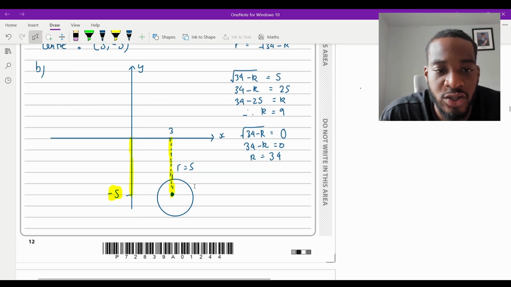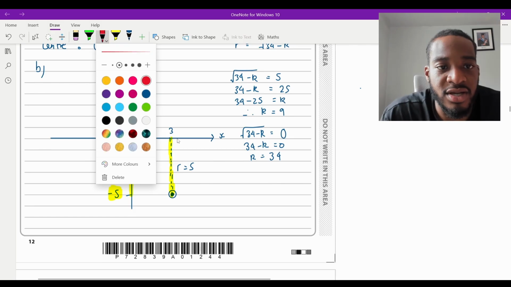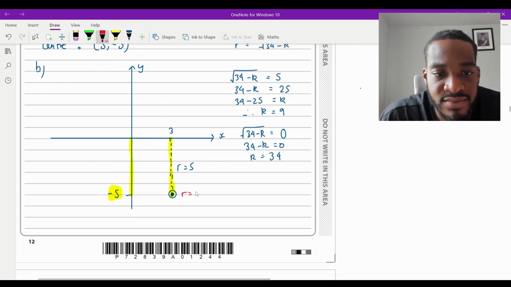We know that it needs to range. So I'm just going to put a very small circle here. Let's just say that this circle is basically nothing. I'm going to say that this one here is when the radius is 0, and that represents k is equal to 34, doesn't it?